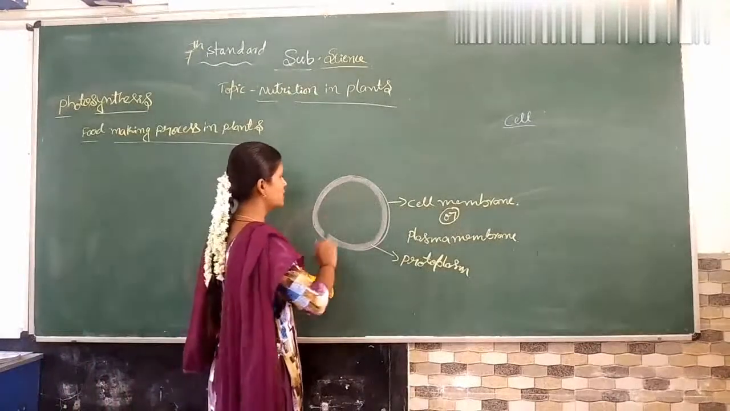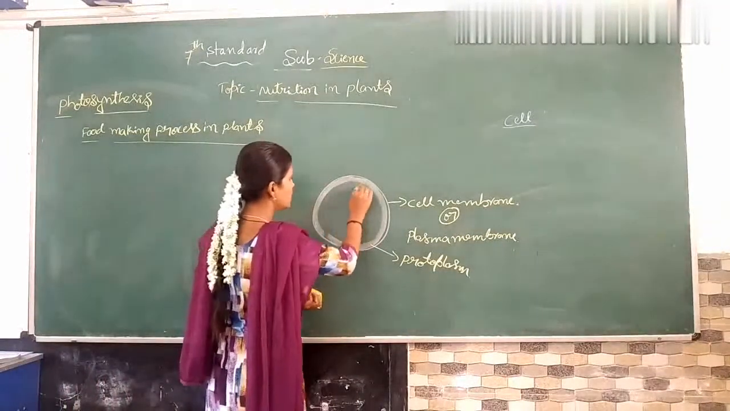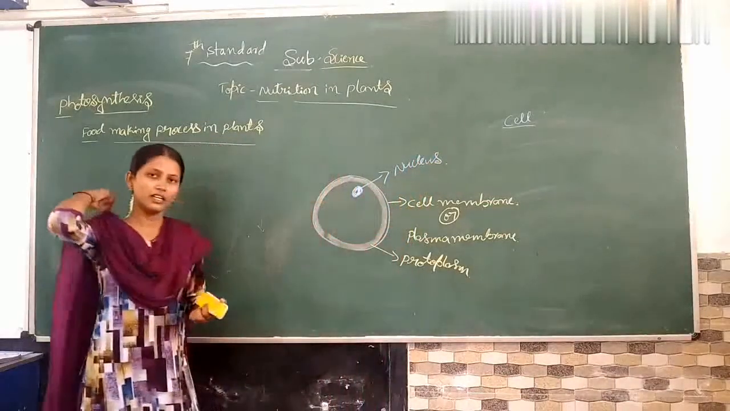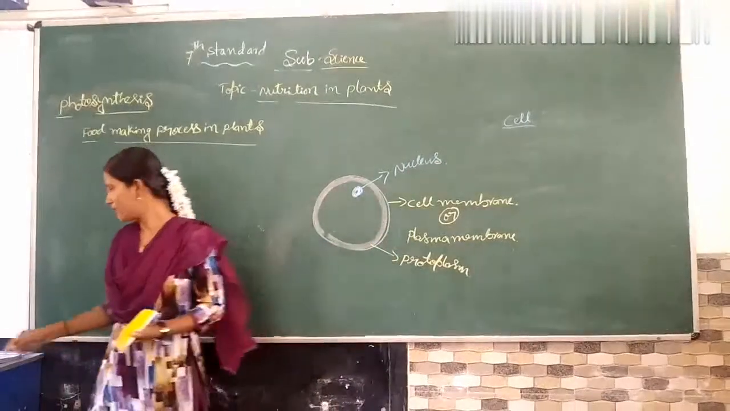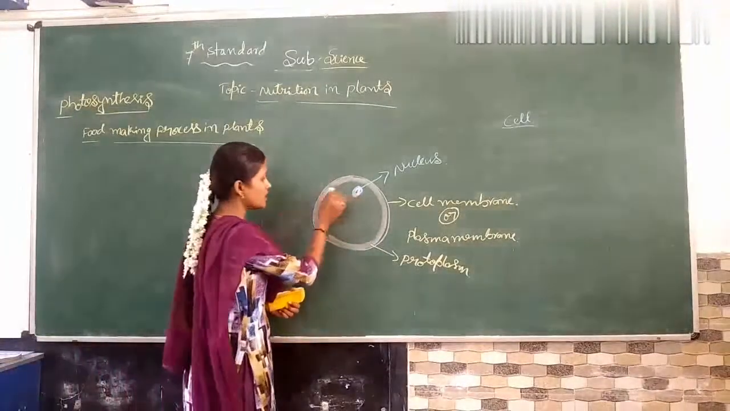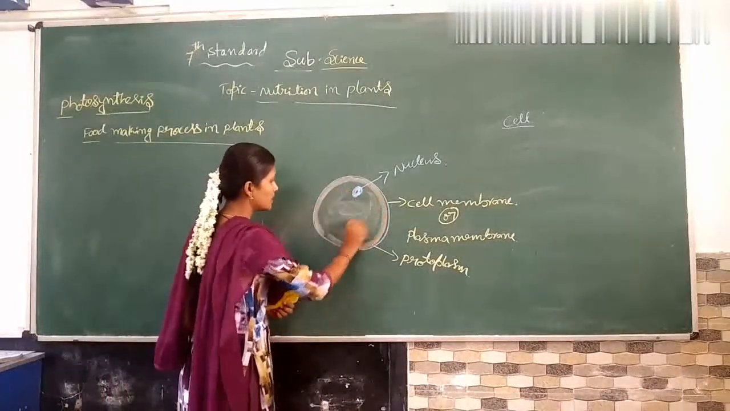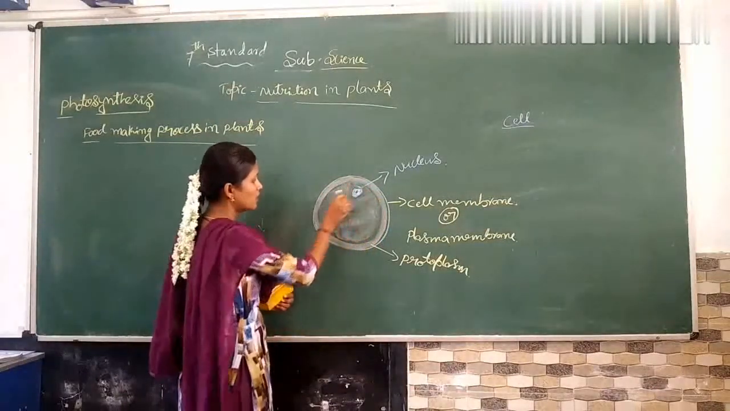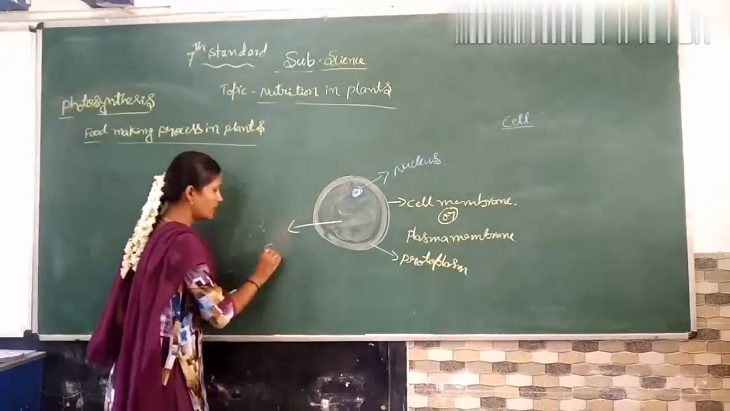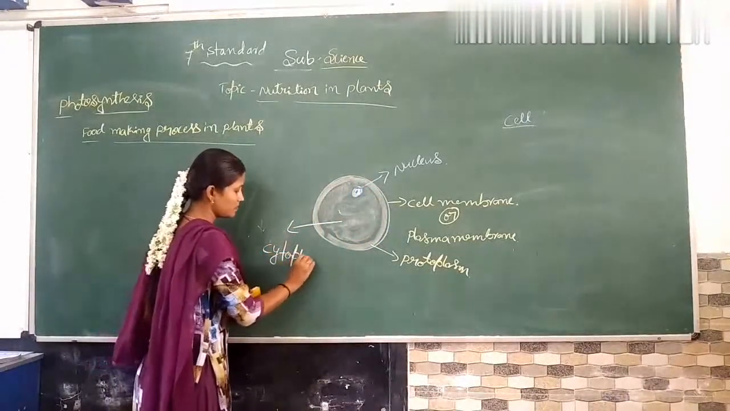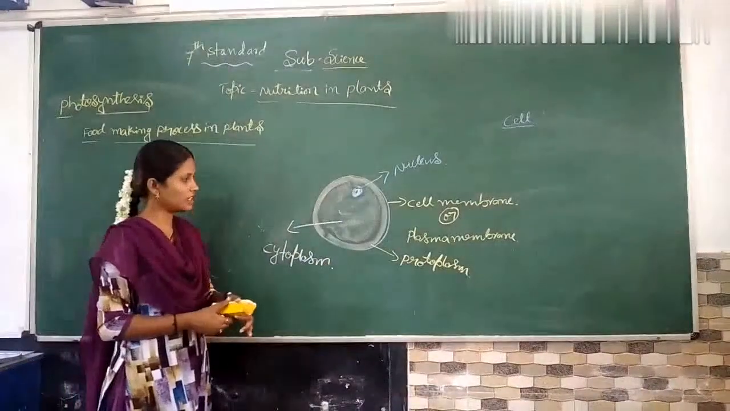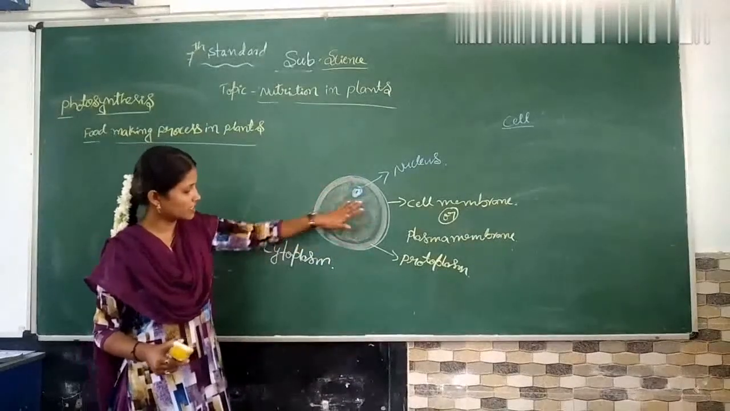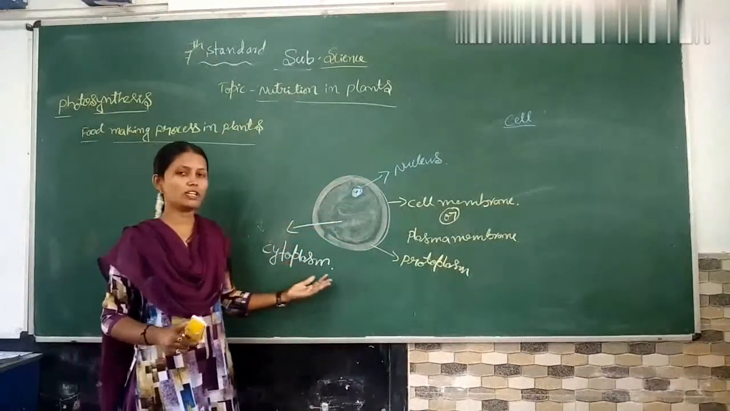The spherical structure we call the nucleus. The liquid present in between the nucleus and the protoplasm is also a colorless jelly-like substance. This liquid present in between the nucleus and protoplasm we call the cytoplasm.